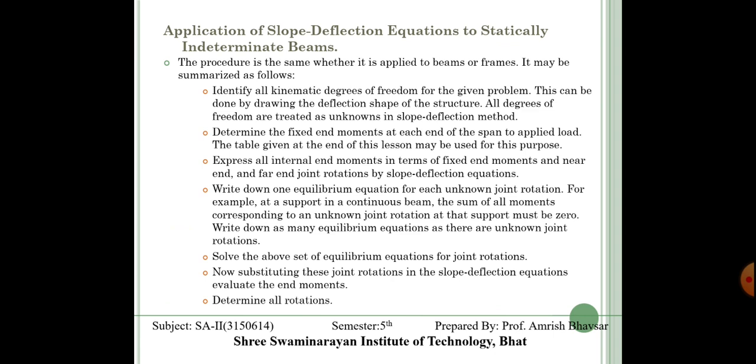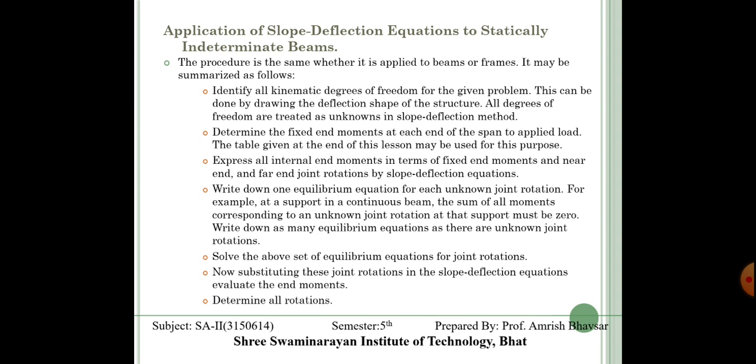Now, for the application of the slope deflection equations to a statically indeterminate beam, the procedure is the same as for other beams or frames. It may be summarized as follows. Identify the kinematic degrees of freedom, as we discussed, for the given problem. This can be done by drawing the deflected shape of the structure. All the degrees of freedom are treated as the unknowns in the slope deflection method. Determine the fixed end moment at each end of the span due to the applied load. The table is given at the end of this session.